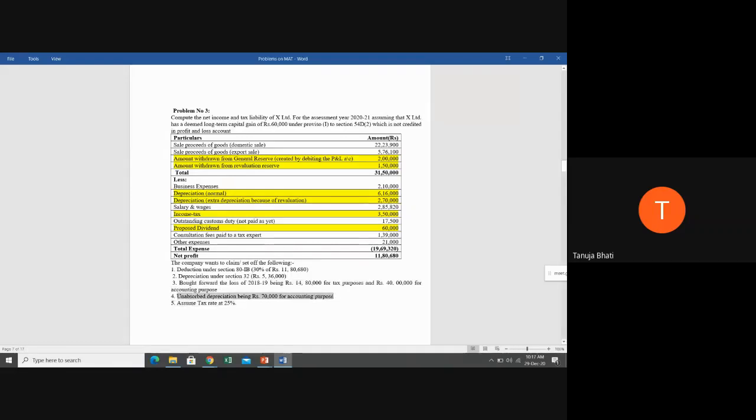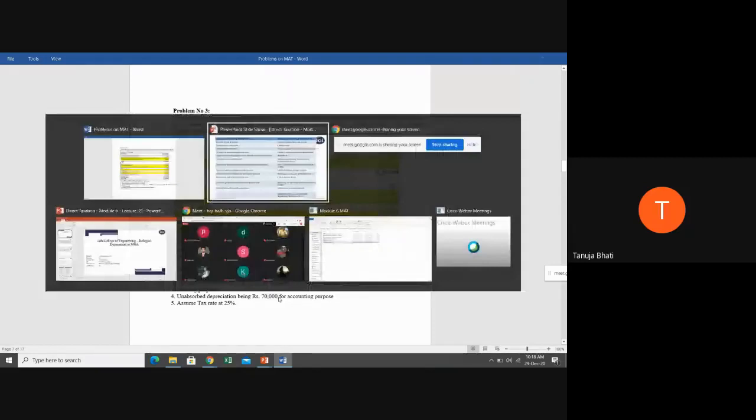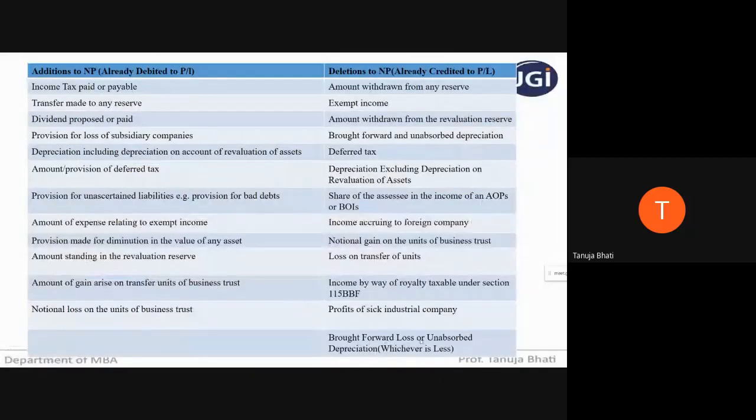Now, unabsorbed depreciation is rupees 70,000 for accounting purpose. Now, this we are going to take as per the MAT provisions. So, brought forward loss is 14,80,000, but unabsorbed depreciation is 70,000. Whichever is less, so 70,000 is less. Therefore, unabsorbed depreciation we are going to take as 70,000, and this 70,000 you are going to minus from the net profit, because we have seen here brought forward loss or unabsorbed depreciation, whichever is less.